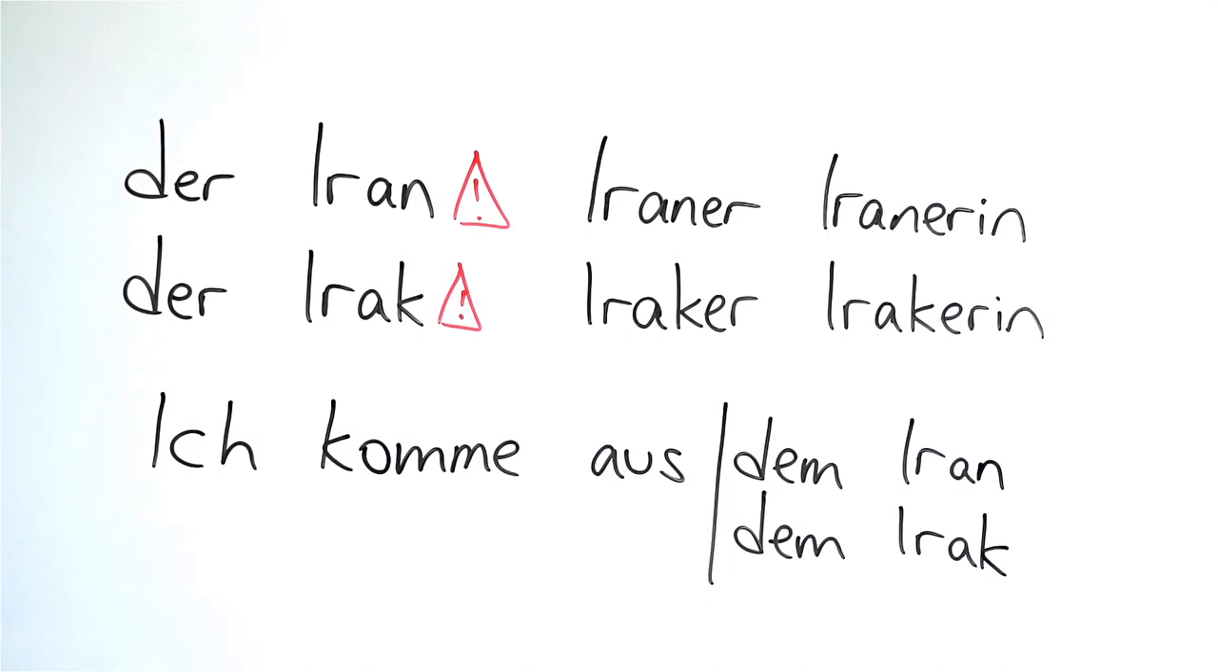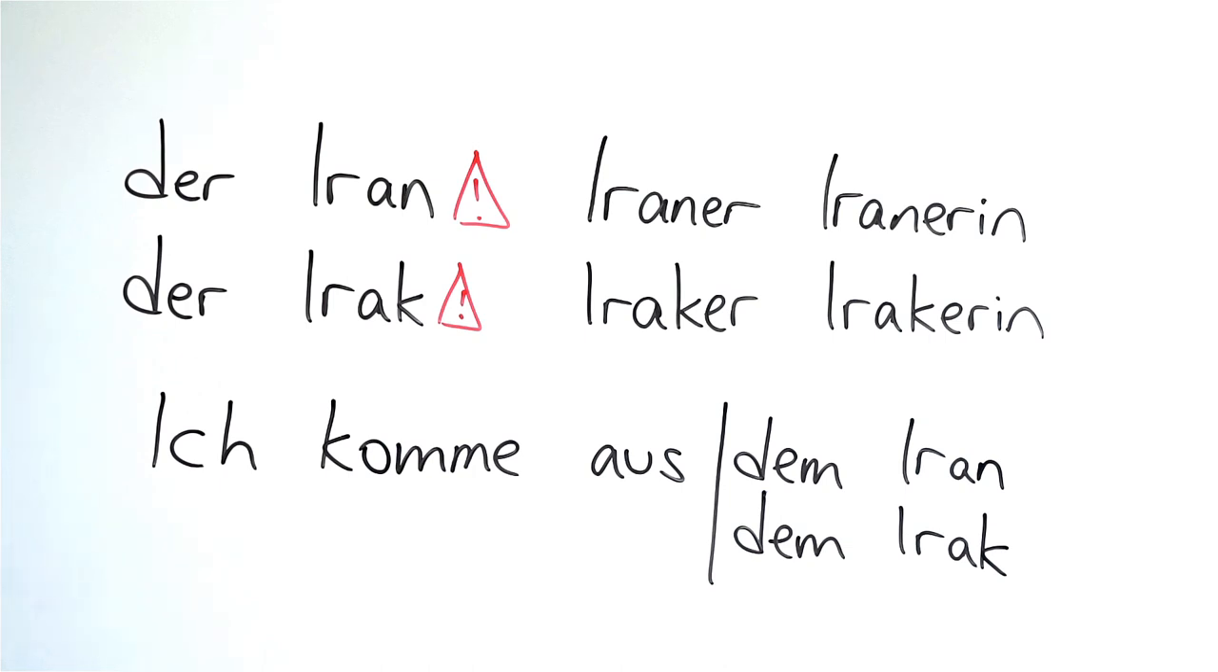But there are countries where the article der is used. For Iran, I'll say der Iran. If I mention an Iranian male, I'll say Iraner. If it's a female, I'll say Iranerin. This is also for Iraq. Der Irak stands for Iraq. Iraqi male, Iraker, and Iraqi female, Irakerin.